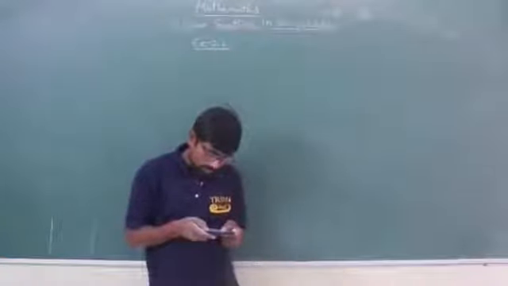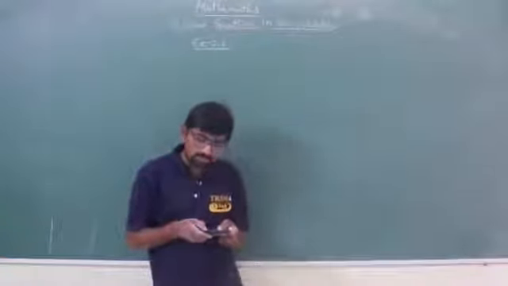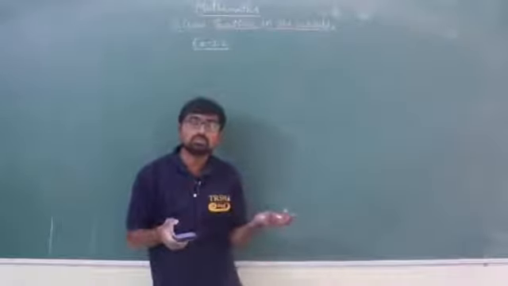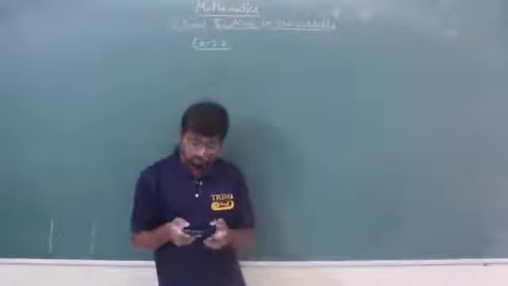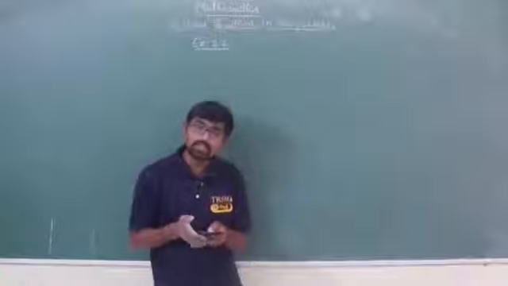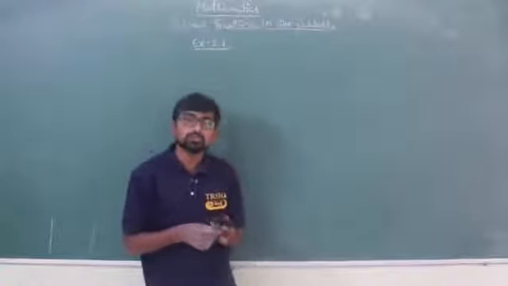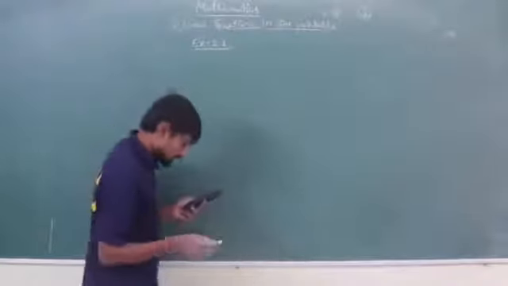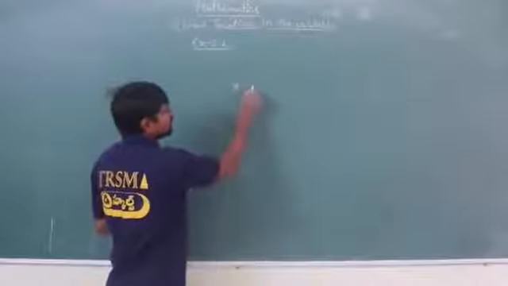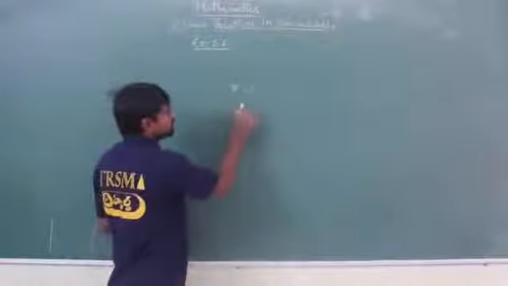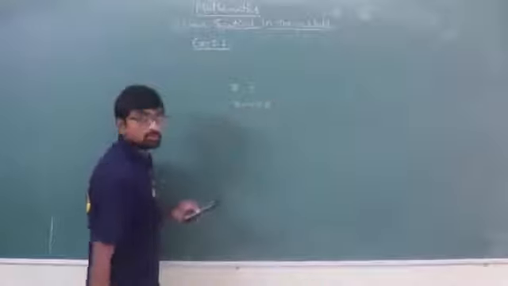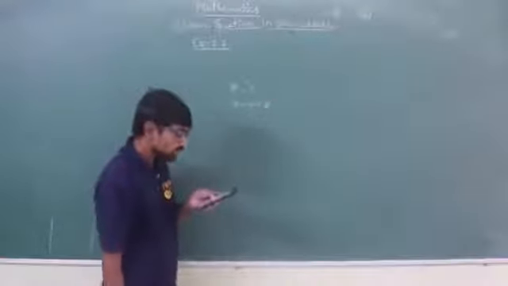Now coming to the second bit: the difference between two numbers is 8. As we don't know the two numbers, I will be taking x and y as the two numbers. The difference is 8, it means x minus y. So x minus y is equal to 8.